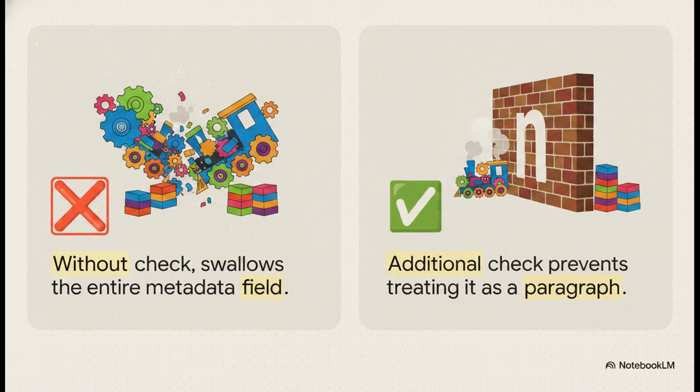The mechanical difference before and after this fix is honestly striking. Without the newline check, the parser is basically a runaway freight train, swallowing the entire metadata field and treating crucial structural data as just another standard paragraph. But once you implement it, that newline acts as a rigid stop sign. It prevents the swallowing, it ensures the metadata is extracted perfectly, and it parses the rest of the text exactly as intended. It's just a beautifully elegant, minimalist solution to a pretty nasty system failure.